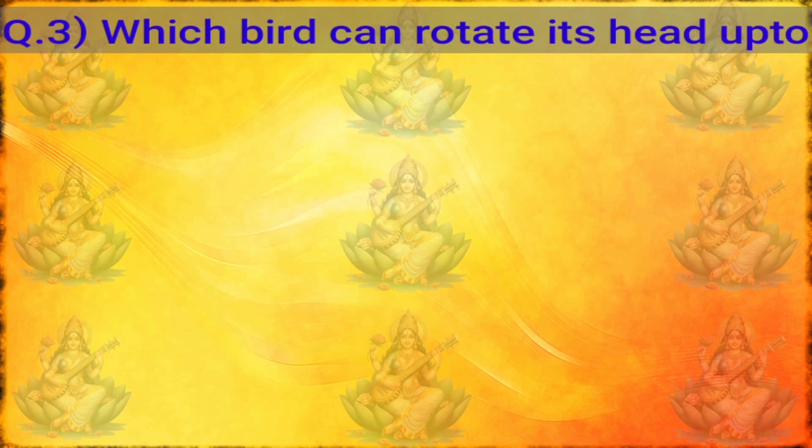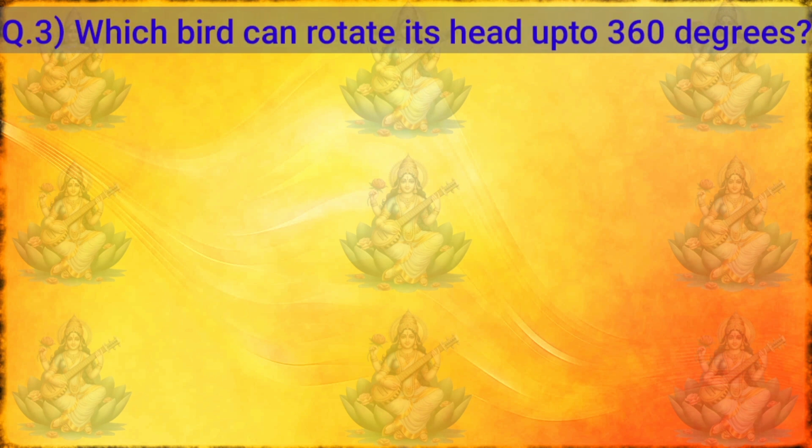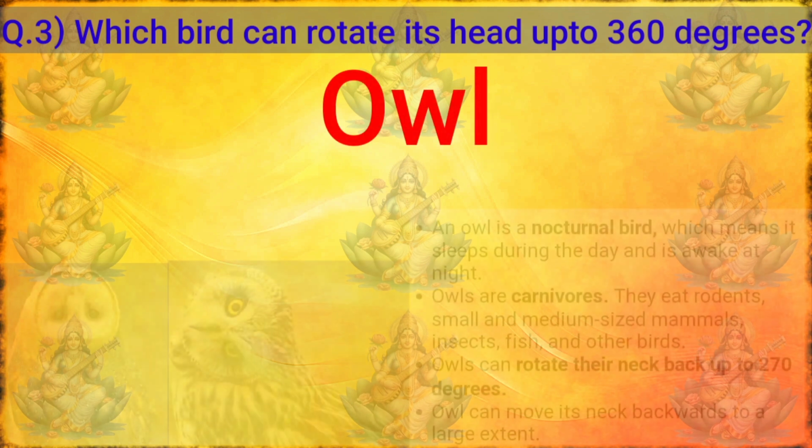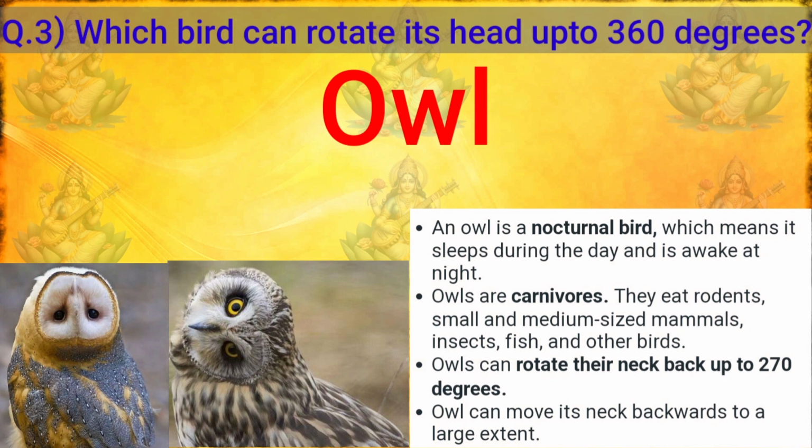The next question is, which bird can rotate its head up to 360 degrees? The answer is owl. An owl is a nocturnal bird, which means it sleeps during the day and is awake at night. Owls are carnivores. They eat rodents, small and medium-sized mammals, insects, fish and other birds. Owls can rotate their neck back up to 270 degrees. Owl can move its neck backward to a large extent.